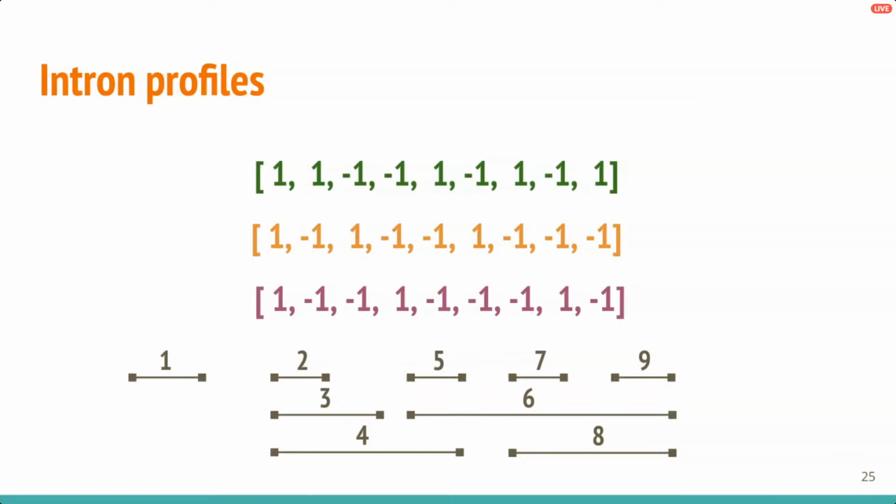So for example, for the green isoform, we have intron 1, so we have 1 here at position number 1. The second one is also included, so we have 1 at position number 2. Then we have -1 because intron number 3 does not belong to the green isoform. Intron number 4 also is not in the green isoform, so again -1, and so on. So it's a binary system, yes or no, whether we have the intron in our isoform or not.